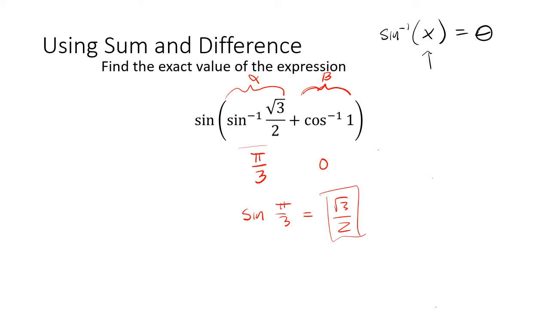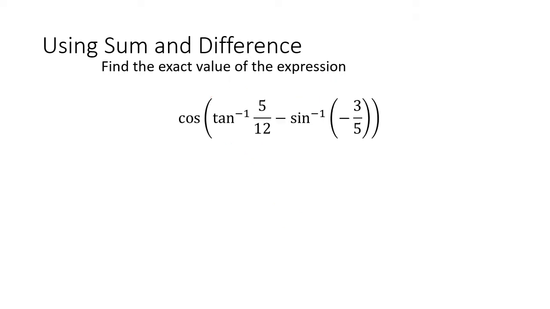What if we had a slightly more complicated version of this problem? I'll show you how to do that. Okay, so this is vastly different in that we have alpha and we have beta, but these are not unit circle things at all. So what do we do? Well, if we're not sure what to do, we draw the freaking triangle. Okay, so draw the triangle, tangent inverse of 5/12.